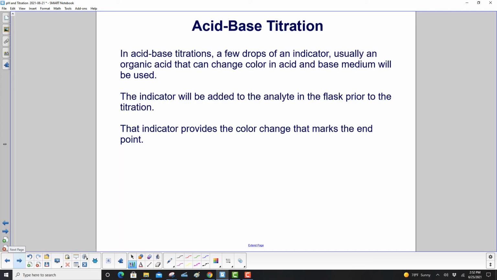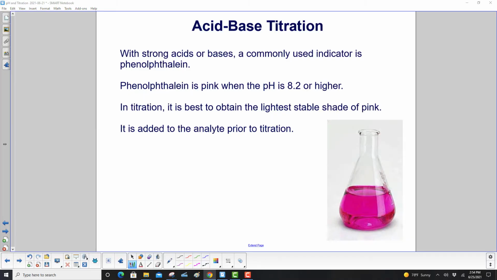In acid-base titrations, a few drops of an indicator, usually an organic acid that can change color in acid and base medium, will be used. The indicator will be added to the analyte in the flask prior to the titration. That indicator provides the color change that marks the endpoint. With strong acids or bases, a commonly used indicator is phenolphthalein. It is pink when the pH is 8.2 or higher. In titration, it is best to obtain the lightest stable shade of pink. It is added to the analyte prior to titration.